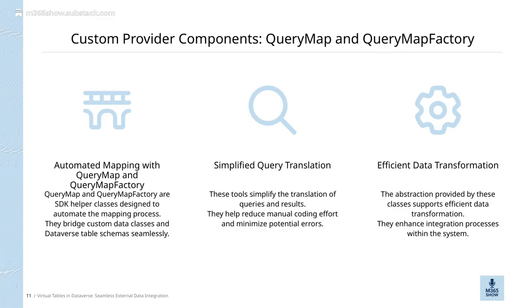This reduces the need for manual coding, which not only saves time, but also minimizes the chances of errors creeping in during the process. A crucial part of this automation is the use of QueryMap and QueryMap Factory. These are SDK helper classes designed specifically to automate the mapping process. They act as bridges, connecting our custom data classes with the Dataverse table schemas in a seamless way. By leveraging these custom provider components, we make the entire data integration process more efficient and reliable, aligning perfectly with our overall goal of creating a flexible and robust system for external data management.